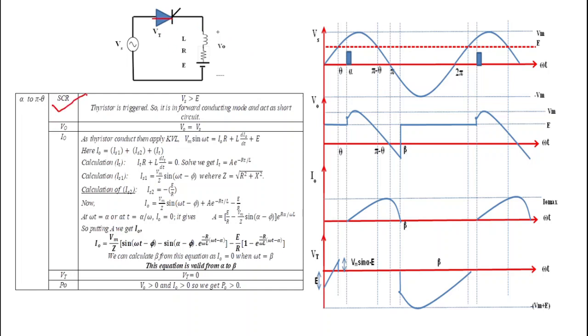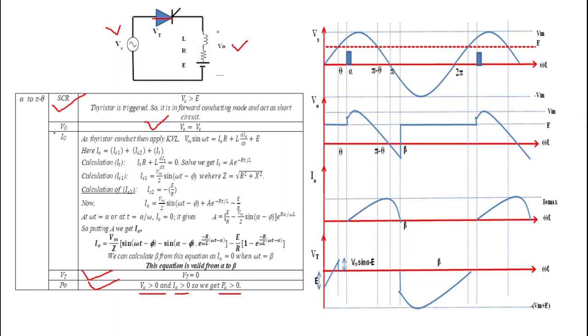When the thyristor acts as a short circuit, the source voltage Vs appears across this output V0. So we can say that V0 equals Vs, which equals Vm sin omega t. And when the thyristor is turned on, the drop across the thyristor is 0. What is the output power P0? P0 is simply V0 into I0, and because V0 is greater than 0 and I0 is greater than 0, we get P0 greater than 0.